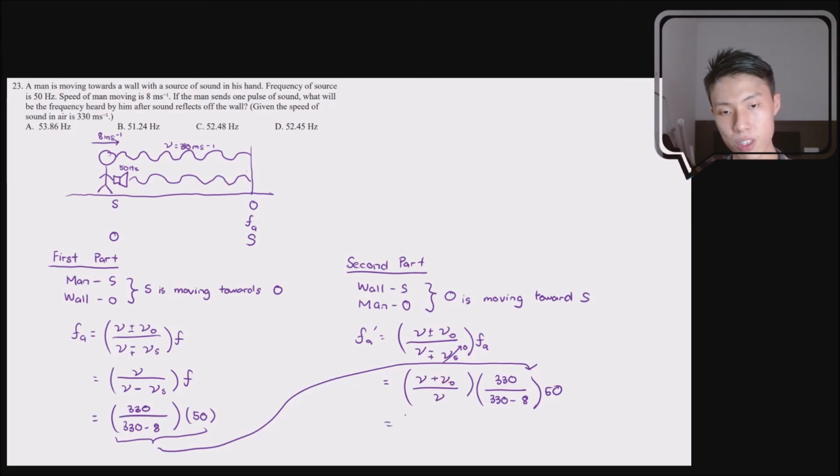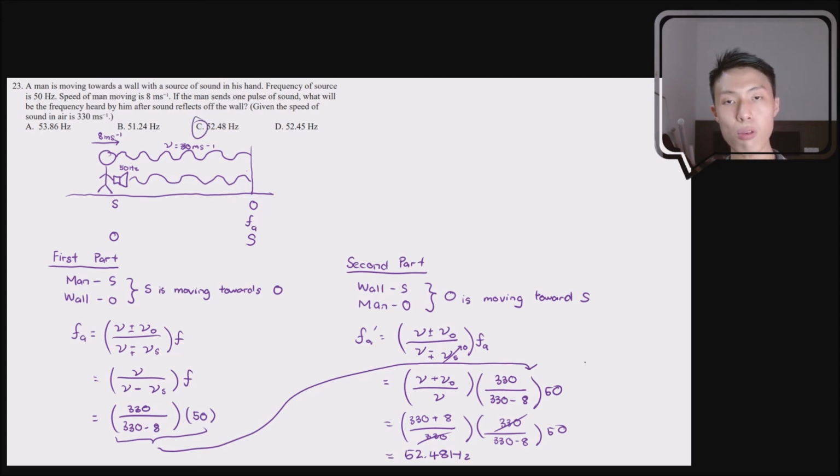So now you perform a substitution. 330 plus 8 divided by 330 minus 8, times 50. So you know that these two can cancel each other out, and you perform your calculation, you should be able to get 52.48 Hertz. And that's why this is the answer.